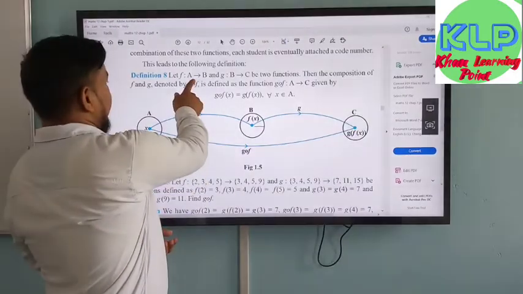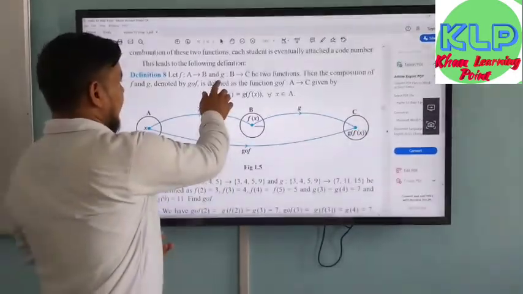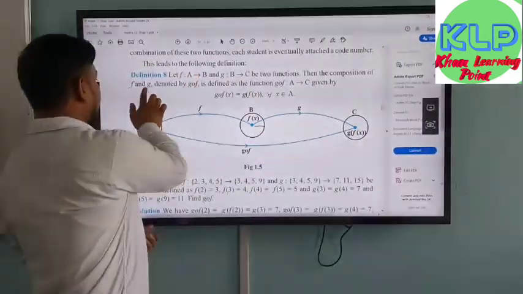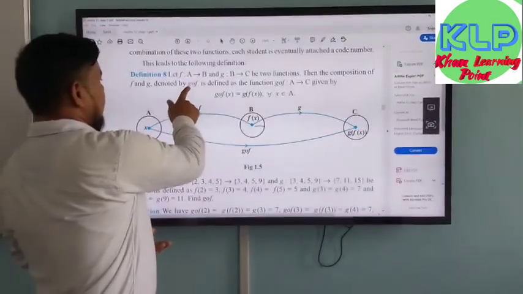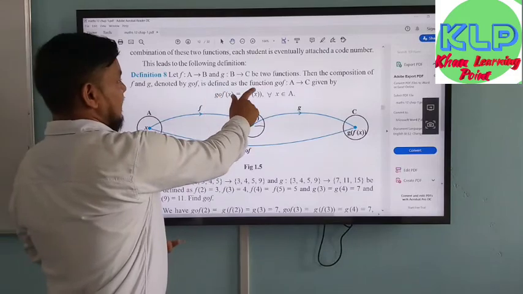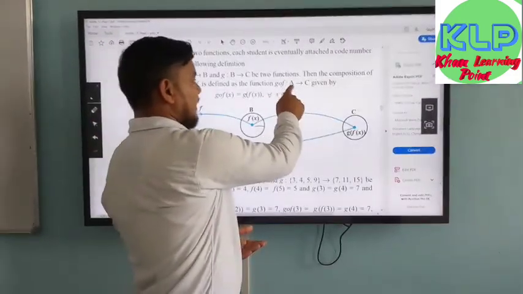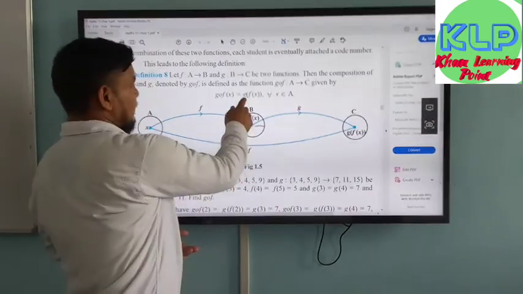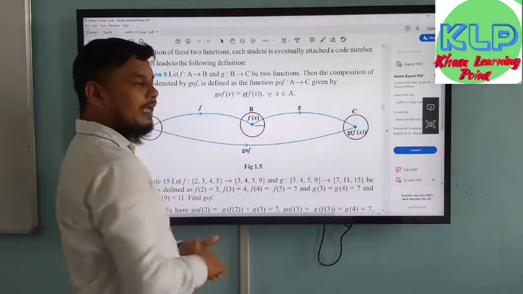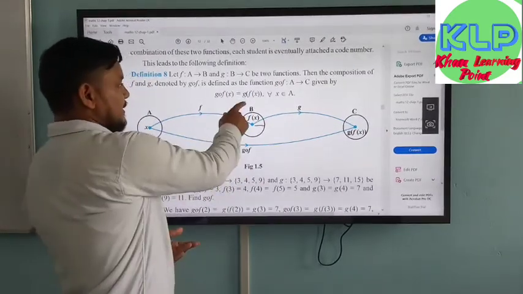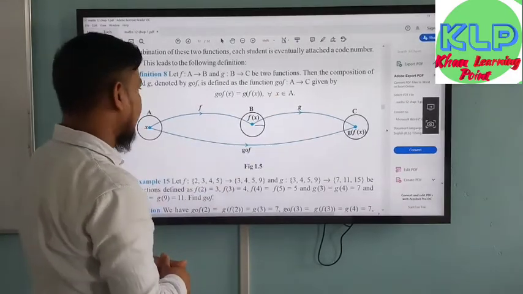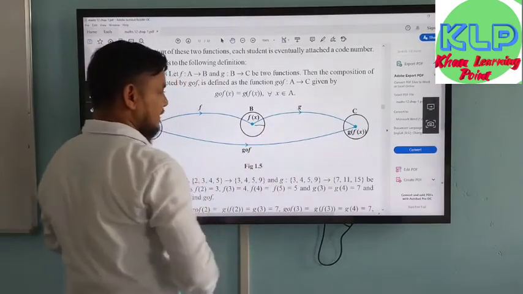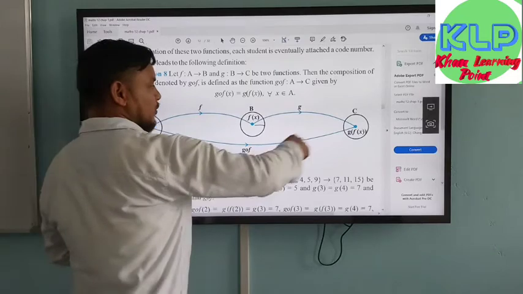Let f be a function from A to B and g be another function from B to C. Then the composition of f and g, denoted by g of f, gof, is defined as the function gof from A to C given by gof x is equal to g of f x for all x belongs to A. Here f is a function from A to B and g is a function from B to C. Then gof is a function from A to C.